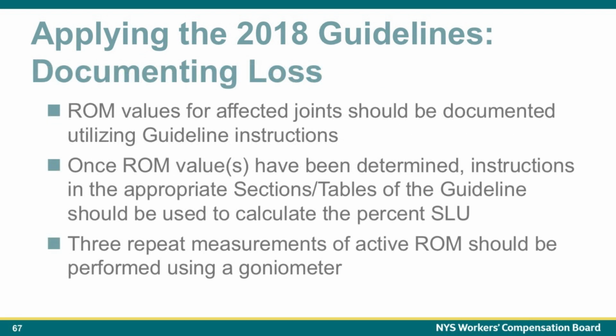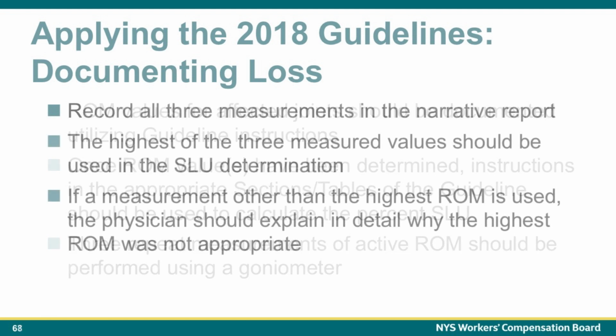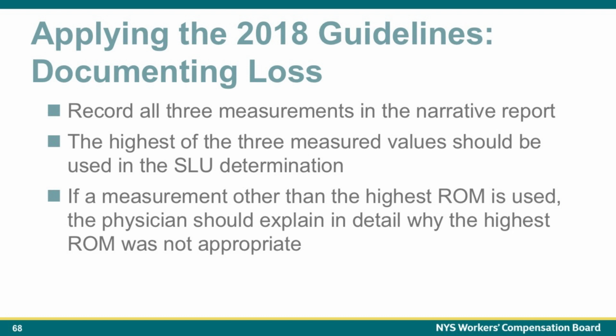Range of motion values for affected joints must be measured and documented according to the guideline instructions. As stated earlier, the chapters and the sections of the guidelines that are being utilized should be identified. Three repeat measurements of active range of motion should be performed using the goniometer. All three measurements should be reported, and the highest should be used in the SLU determination. The physician may use a measurement other than the highest value, but must explain in detail why the highest range of motion was not appropriate.